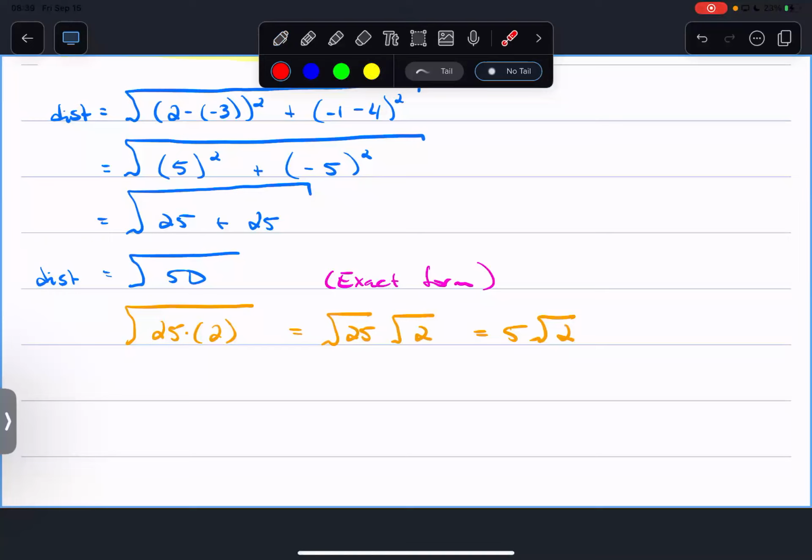Root 2 is irrational, so we're stuck, right? Still with a square root, and so for me, I mean, what's the difference? Root 50 or root 2? Either way, I don't really gain anything from doing all this work. Your calculator will do it, right? And so that's nice, but I'm happy with just root 50. Any questions about that? So don't do that. You don't have to do that.